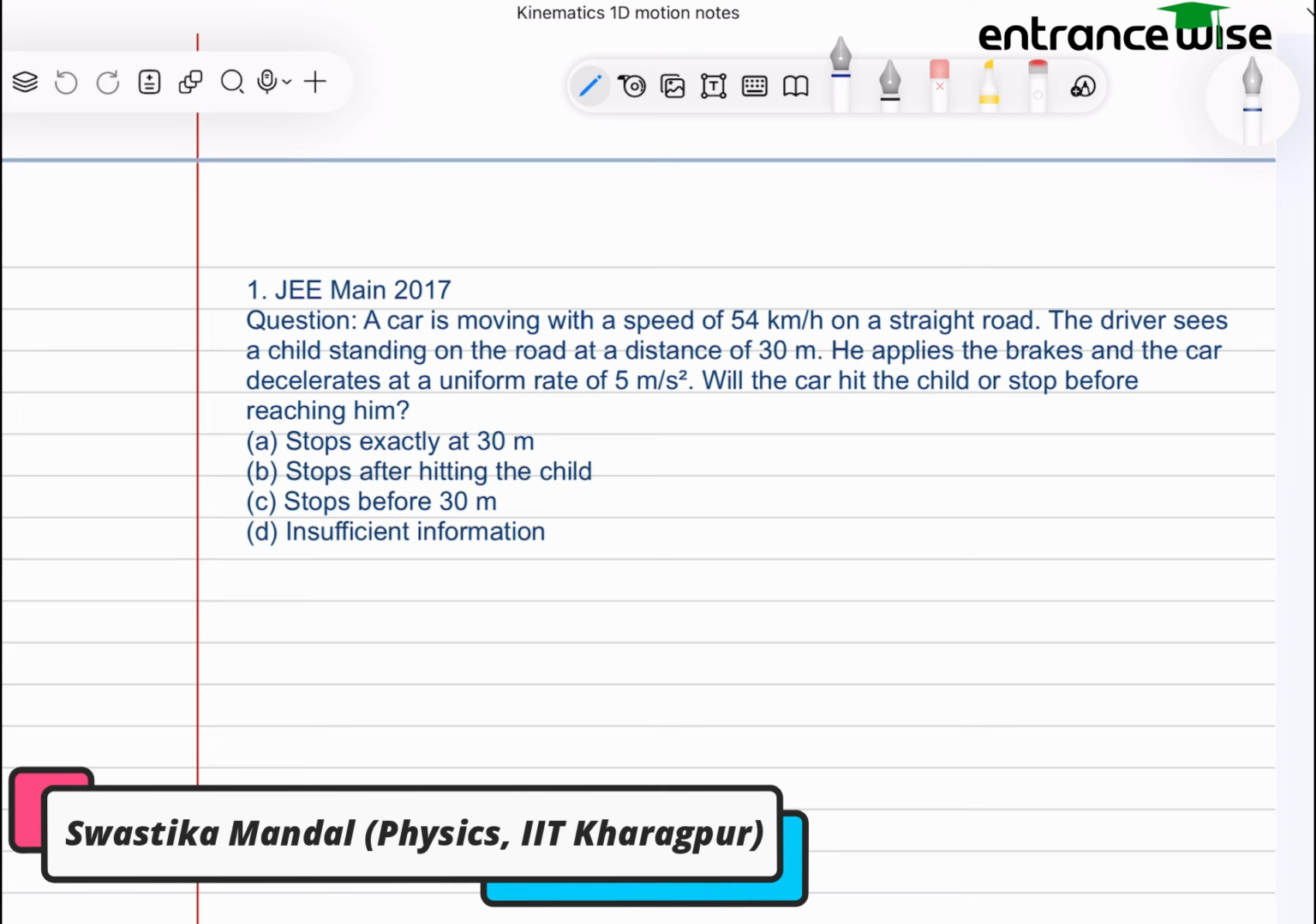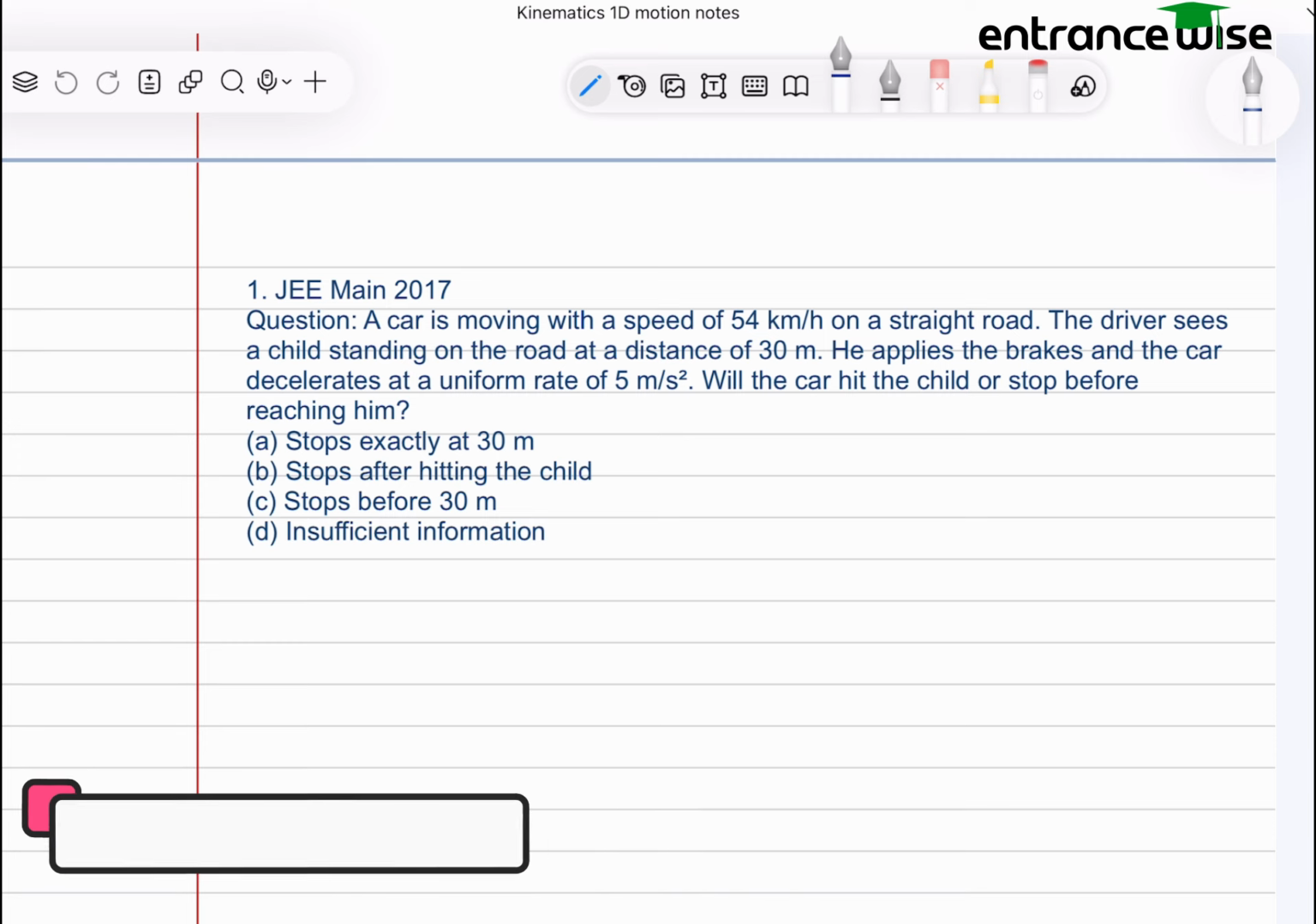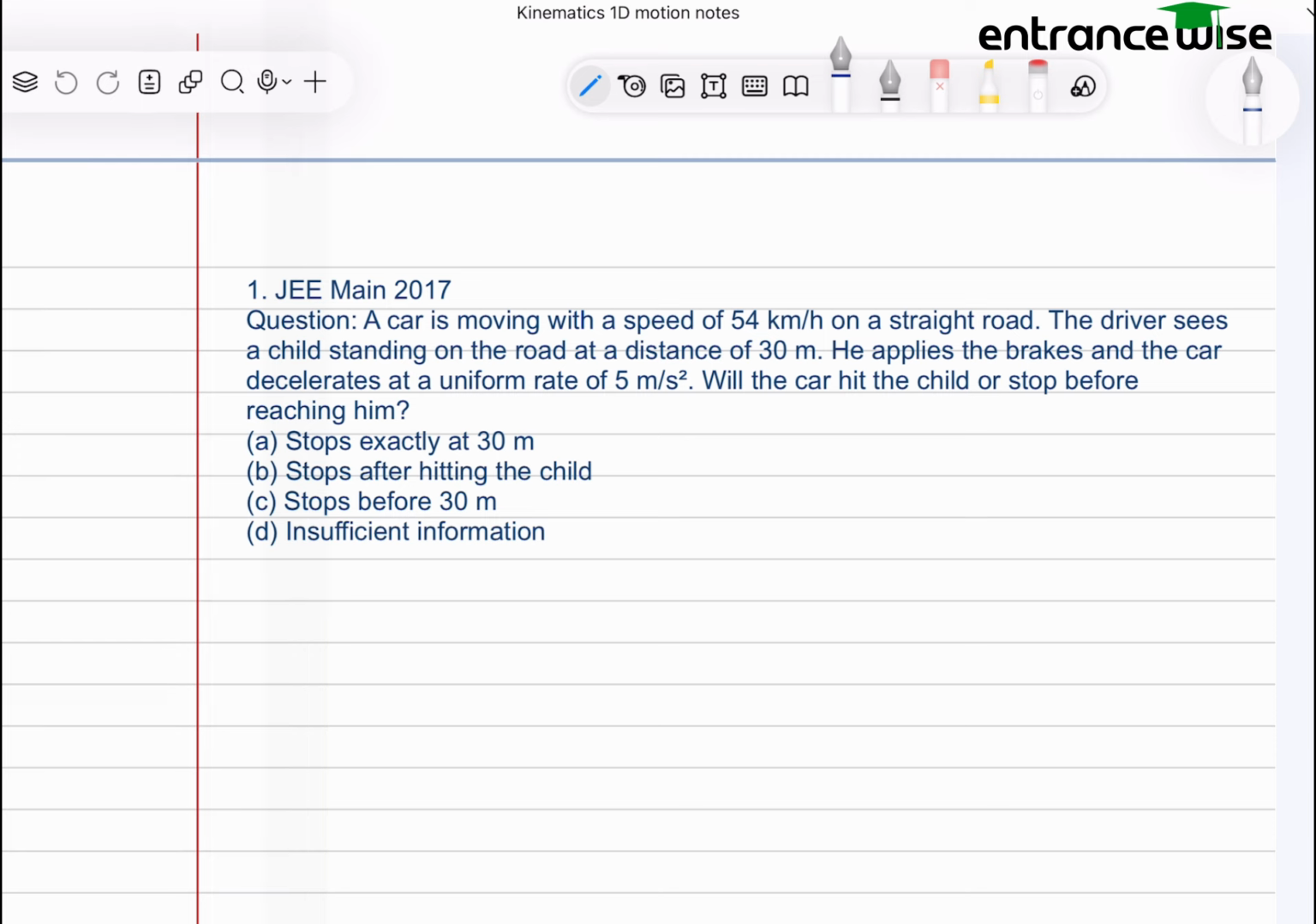A car is moving with a speed of 54 km per hour on a straight road. The driver sees a child standing on the road at a distance of 30 meters. He applies the brakes and the car decelerates at a uniform rate of 5 meters per second square. Will the car hit the child or stop before reaching him?